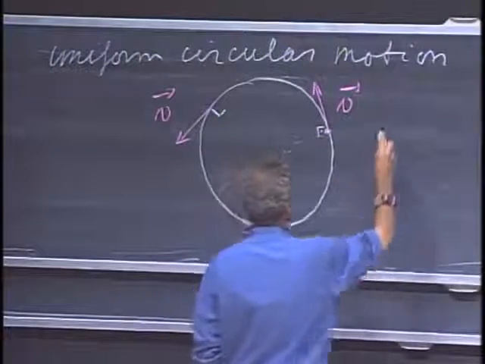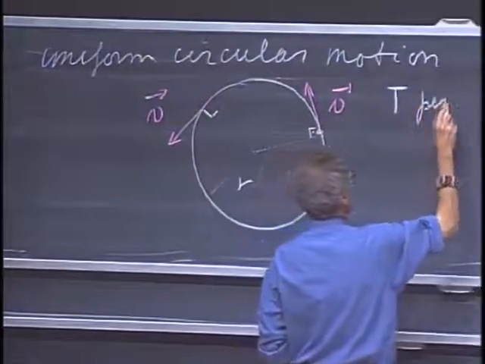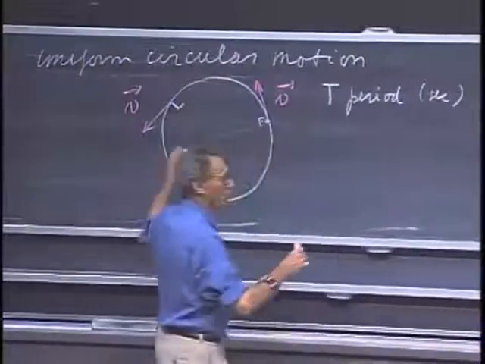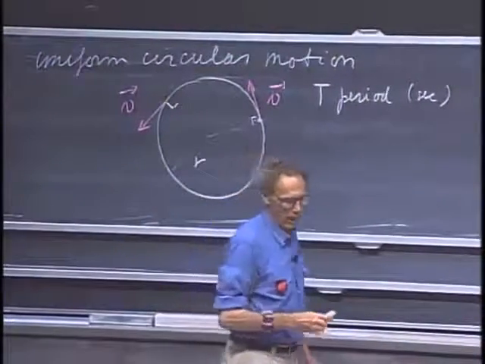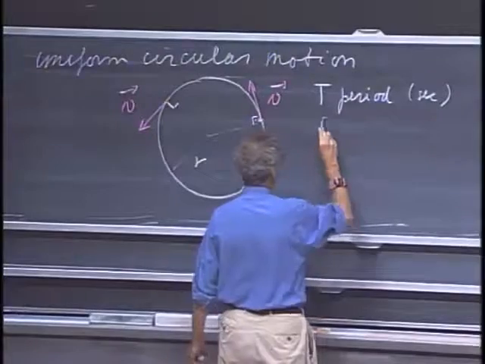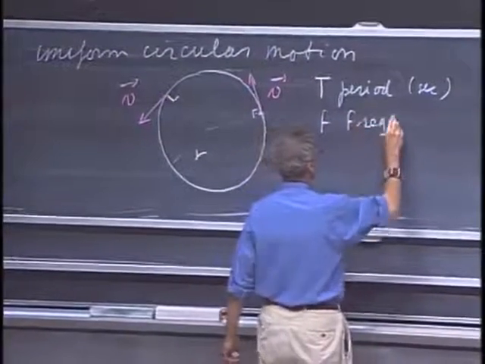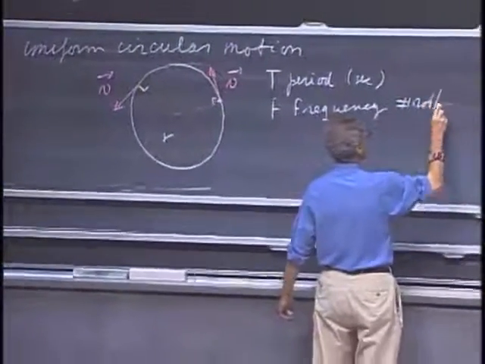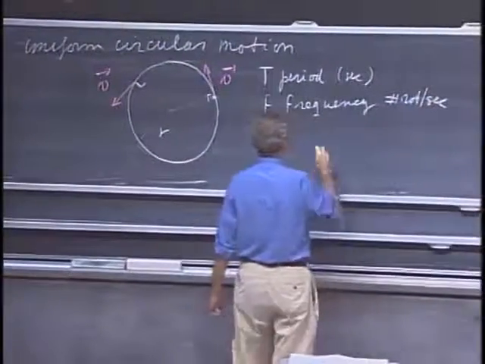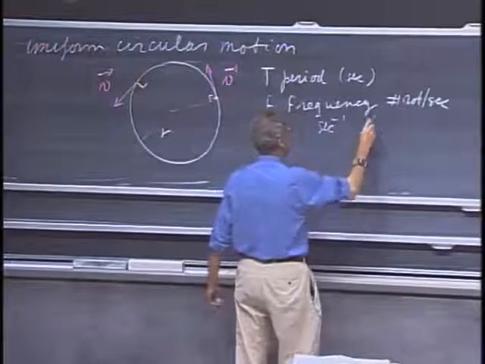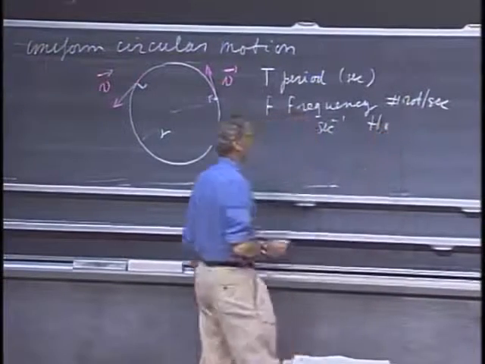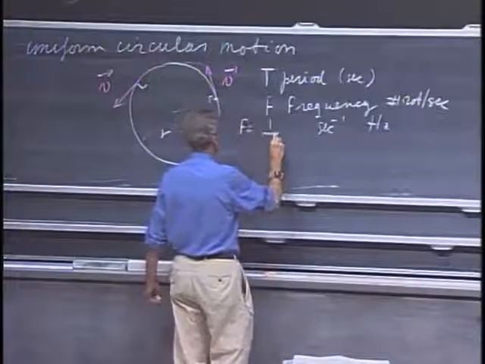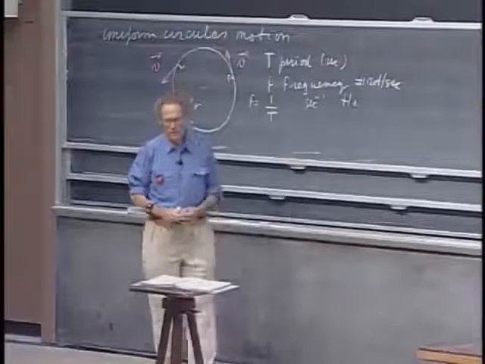We introduce T, what we call the period, of course it's in seconds, which is the time to go around once. We introduce the frequency f, which is the number of rotations per second. And so the units are either second minus 1, or as most physicists would call it, hertz. And so frequency is 1 divided by T.